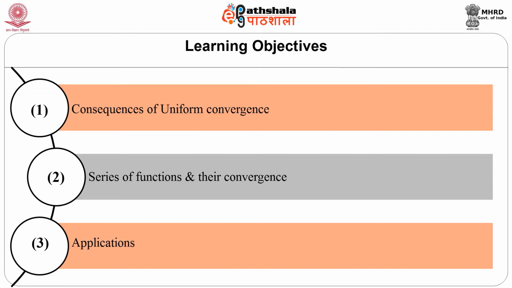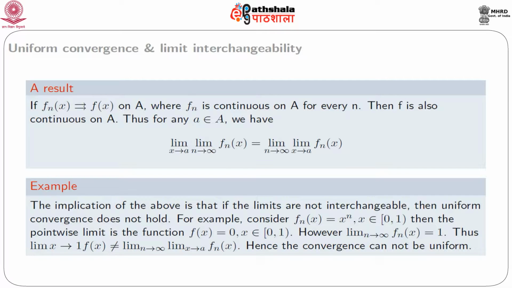First of all, we discuss uniform convergence and limit interchangeability. A sequence of functions f_n(x) is a function of both n and x, so we can take limits either on n or on x. If f_n(x) is uniformly convergent, then the limits on x and on n are interchangeable.